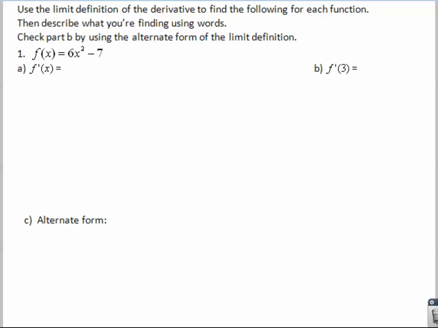Directions say use the limit definition of the derivative, and I have to specify because soon we're going to find other ways to find the derivative. Use the limit definition of the derivative to find the following for each function, then describe what you're finding using words. Check part B by using the alternate form of the limit definition.